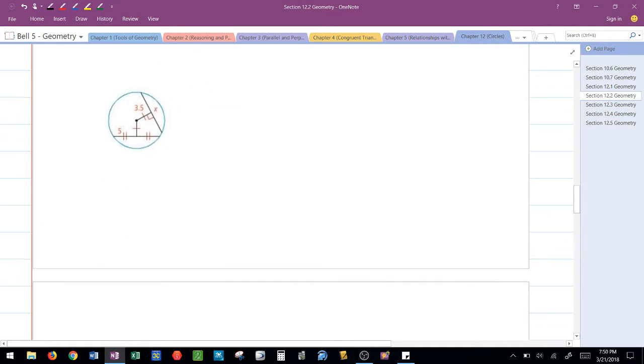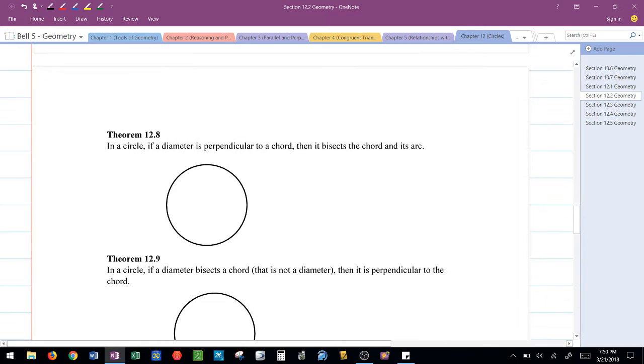All right, so let's take a look at this one now. All right, I know that the distance from the center to this chord is 3.5, and it has to be the same in this other chord as well. All right, now because those two distances are the same, I know that the chords also have to be congruent. So if that side's 5, that side's 5, which means x is going to have to be equal to 10 units. All right?